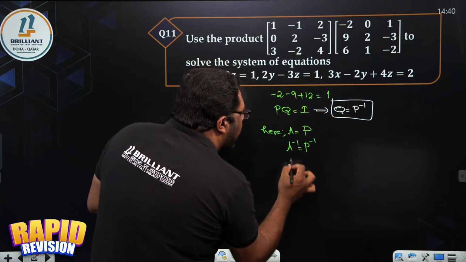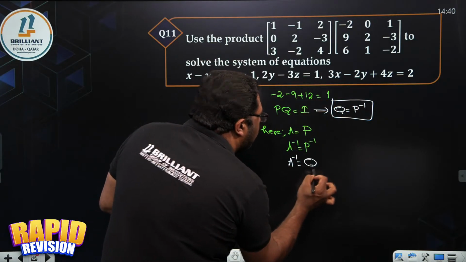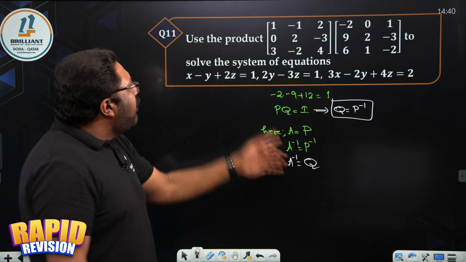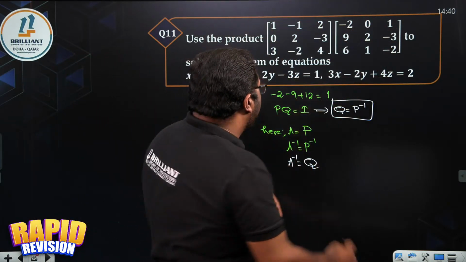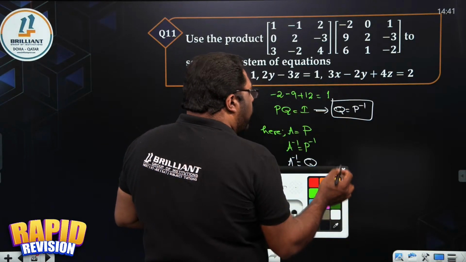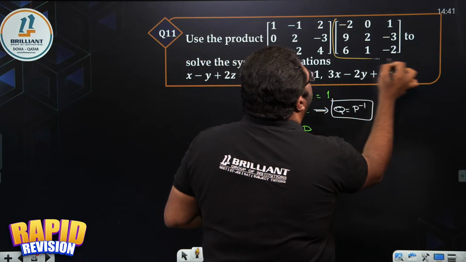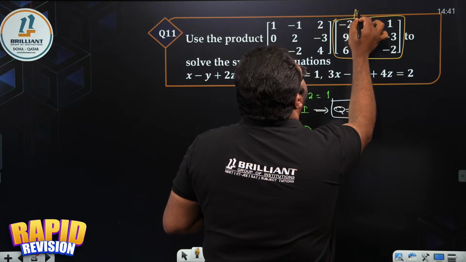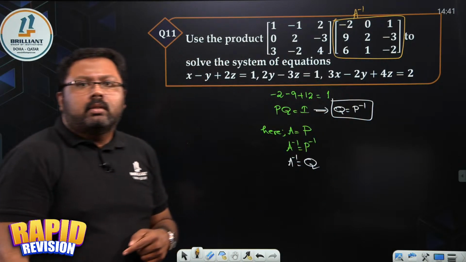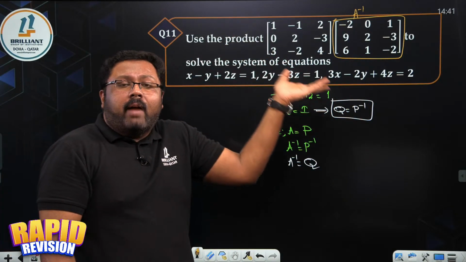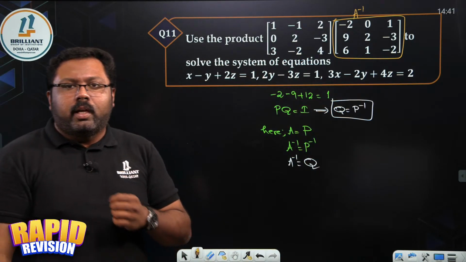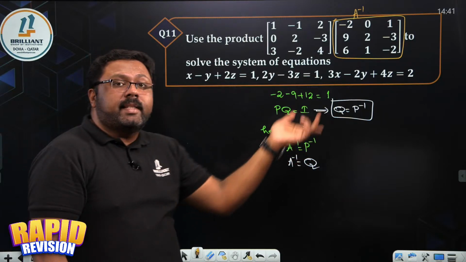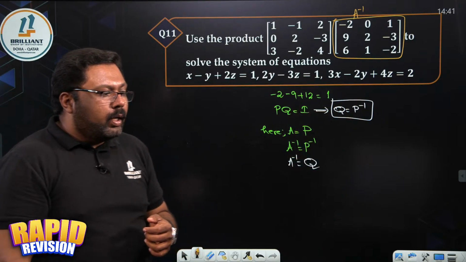So I can simply say A inverse is equal to Q. No calculations. A inverse is straight away Q. This whole matrix over here will become your A inverse. Pretty easy question to get. Please expect that this question is going to come because it is easy to solve: getting the product, getting the inverse and solving the system of equations. Okay, fine.